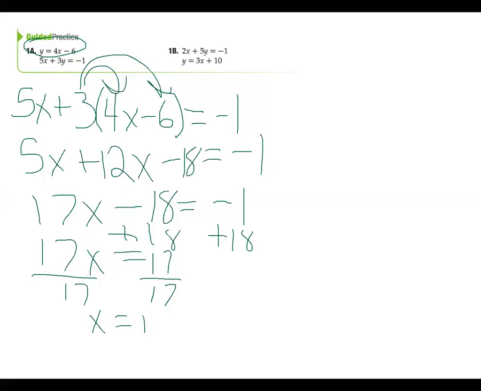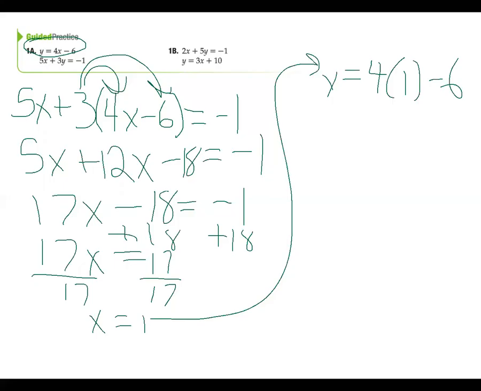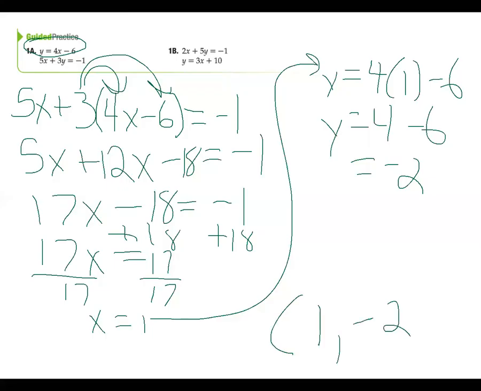Now I know x equals 1. I could substitute it back into the first equation. So y equals 4 times 1 minus 6, which is 4 minus 6, which is negative 2. So our ordered pair solution is 1 comma negative 2.